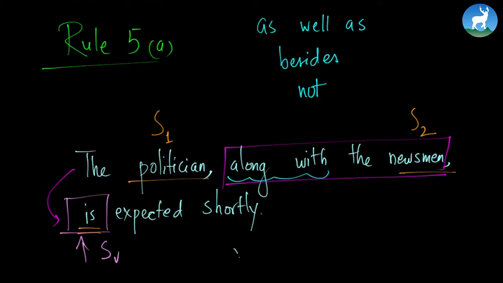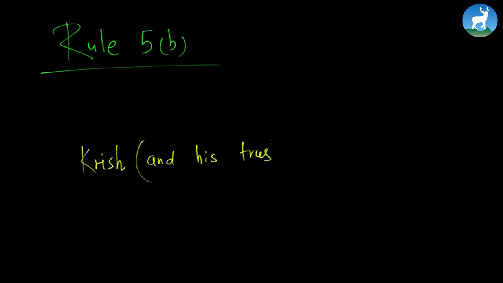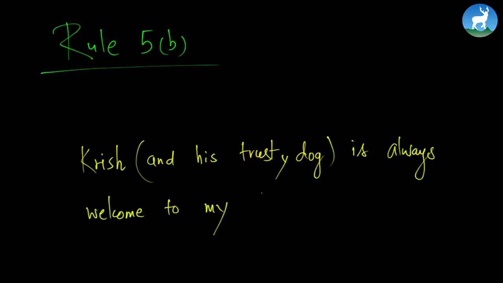Does that make any sense? Yes, it does. And let's go to rule number 5b. Let me write an example first. "Chris and his trusty dog is always welcome to my house." Why do we use "is" instead of "are"? Why not "are"? Because the subject is Chris. The subject is not the trusty dog.